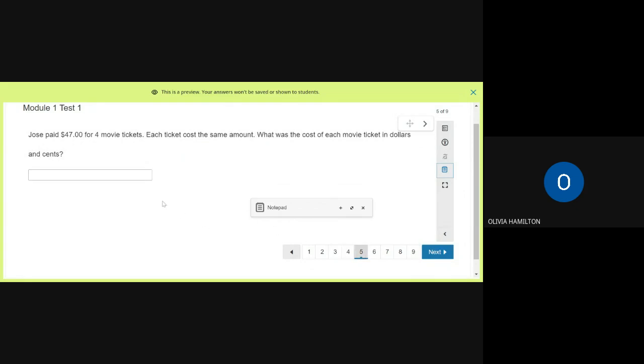Number 5. Joseph paid $47 for 4 movie tickets. Each ticket cost the same amount. What was the cost of each movie ticket in dollars and cents?